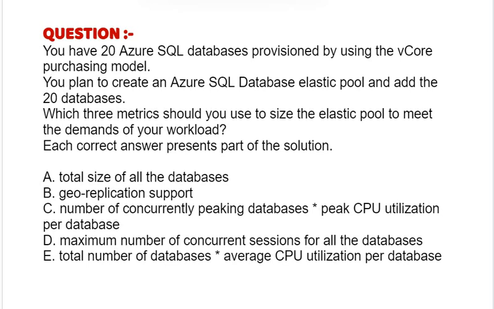Option A, total size of all the databases. Option B, geo-replication support. Option C, number of concurrently peaking databases, peak CPU utilization per database. Option D, maximum number of concurrent sessions for all the databases. Option E, total number of databases, average CPU utilization per database.